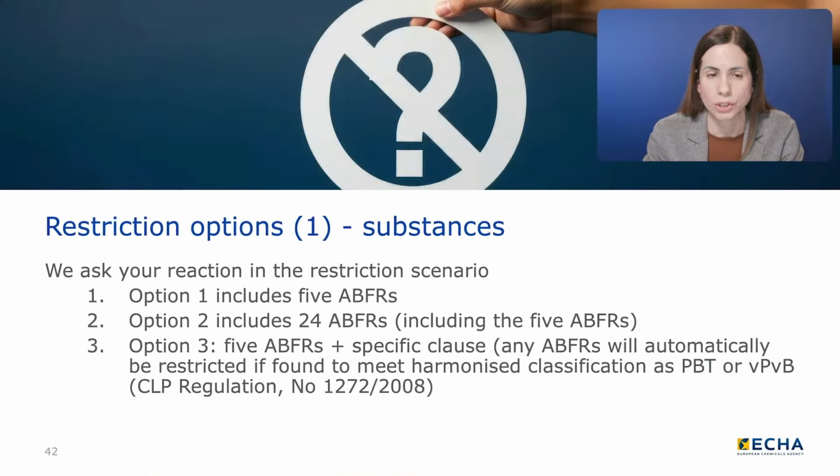After providing information about your use, you will be then asked to indicate how you would react in the restriction scenario. As mentioned earlier by my colleague, ECHA is now considering 3 different options. These options are different in terms of the substances being considered. Option 1 includes 5 ABFRs, option 2 includes 24, and finally option 3 includes the 5 ABFRs and also a specific legal clause according to which any ABFRs will also be automatically restricted in the future if it meets the harmonized classification as PBT or vB.